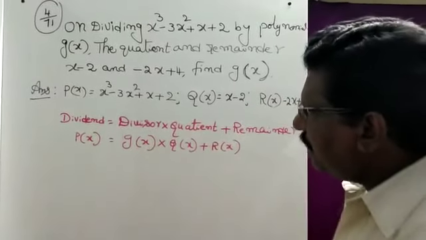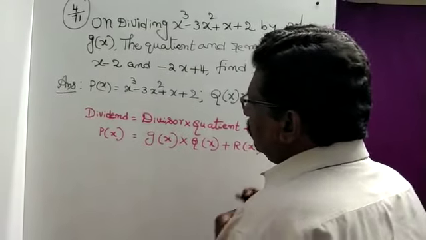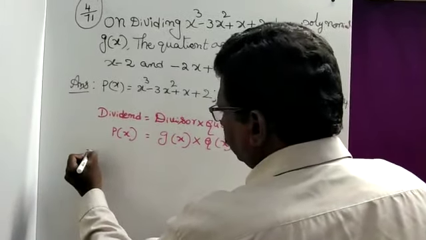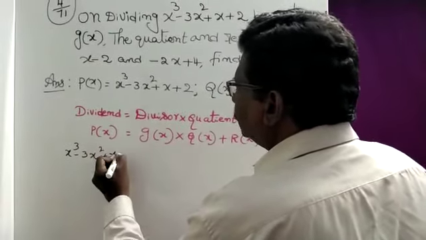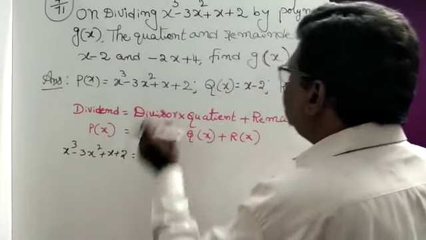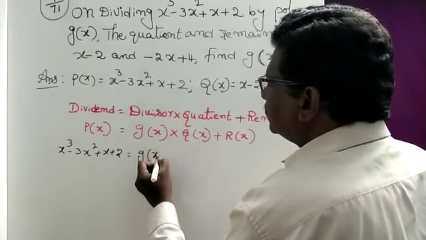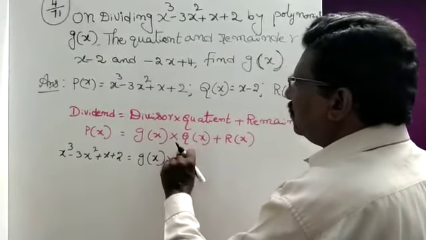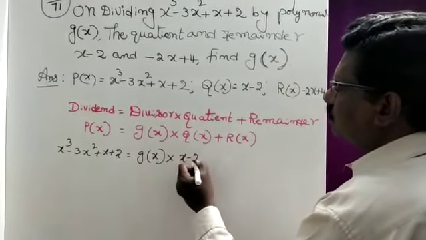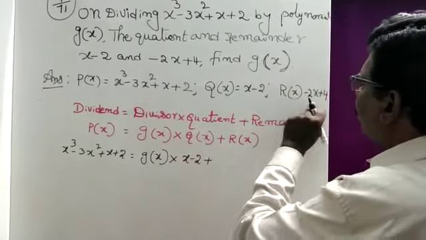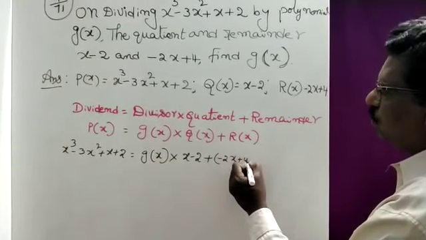Here what is the P of x? You write here P of x is equal to x cube minus 3x square plus x plus 2. That is equal to, you find G of x, already asked to find G of x. Don't change this one, right? G of x into Q of x. What is the Q of x here? Q of x, how much? X minus 2. X minus 2 plus what is the R of x? Put in the bracket minus 2x plus 4.